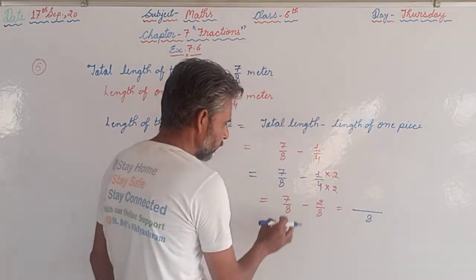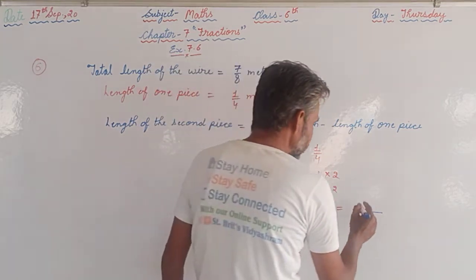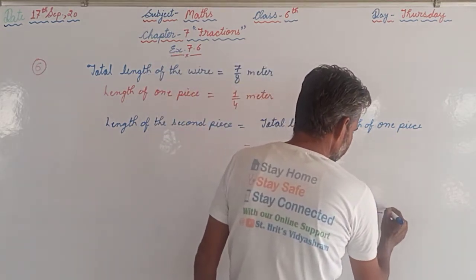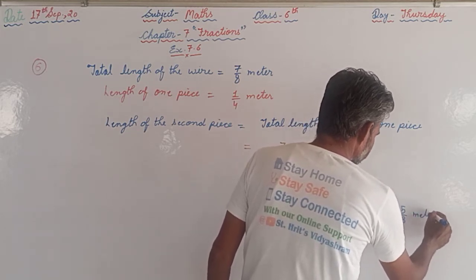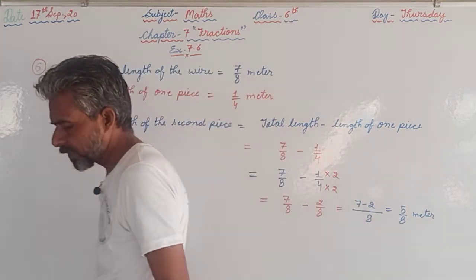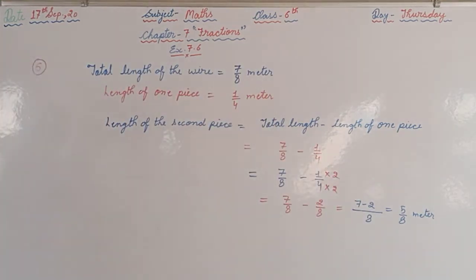8 will be the denominator and we have to subtract only the numerators, that is 7 minus 2, and that will be 5/8 meter. The length of the second part will be 5/8 meters. So this is the answer of question number 6. At the same time, now we will see how to solve question number 7.